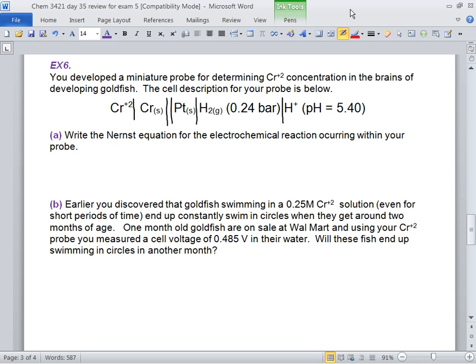Okay, write the Nernst equation for the electrochemical reaction occurring within your probe. Well, if you're going to write a Nernst equation, do you need the overall reaction? Yeah. In fact, you need a value for E0 cell. So you got to identify the two half reactions, find their E0s, get the overall reaction. There's a lot of preparation in getting that Nernst equation. So try it.